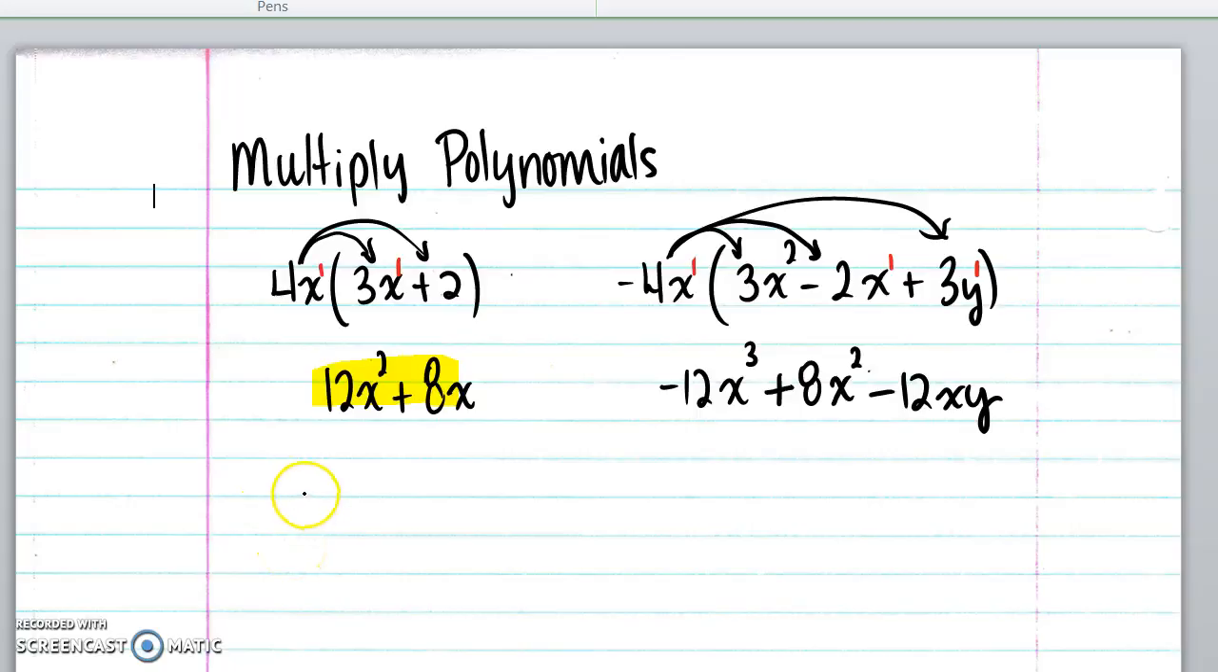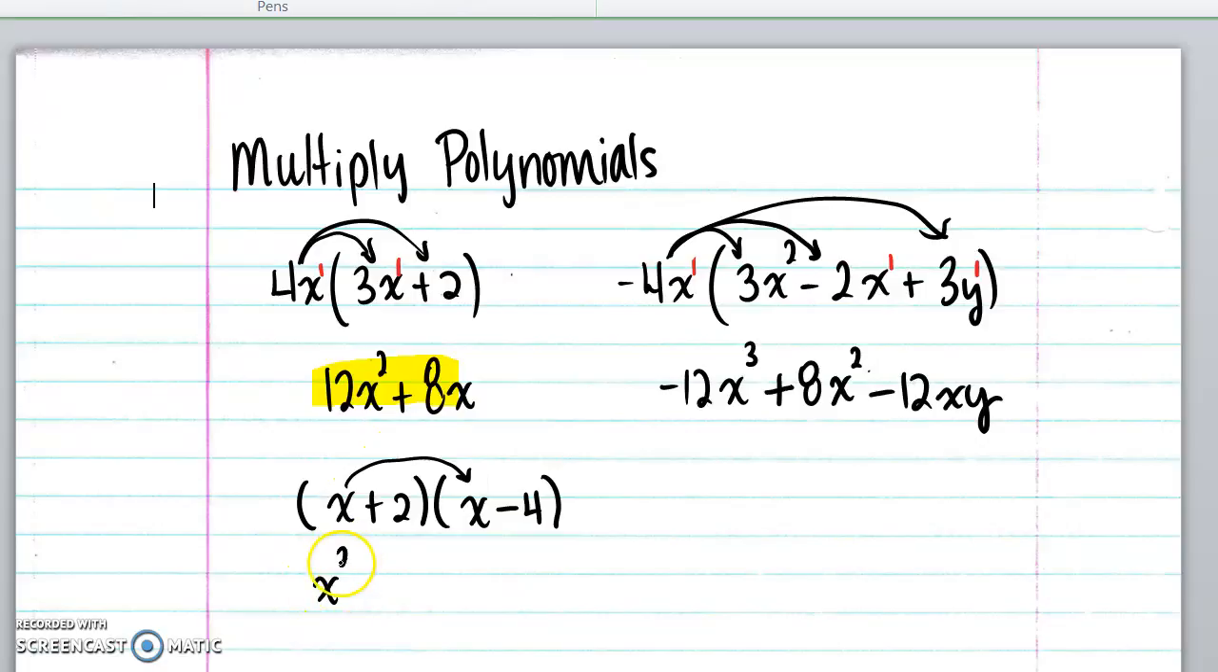Something that is new is if you multiply a binomial, which is a two-term polynomial, by another binomial. Okay, so what you're going to do here is, this means that everything in this parentheses gets multiplied by everything in this parentheses. So, let's do that. First I'm going to multiply the x's. X times x is x squared, because remember you add the exponents. X times negative 4 is negative 4x. 2 times x is positive 2x. And 2 times negative 4 is negative 8.